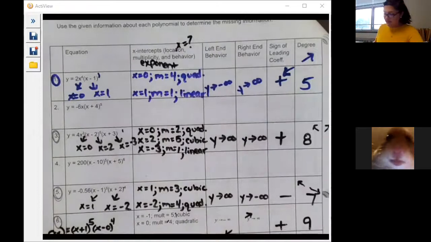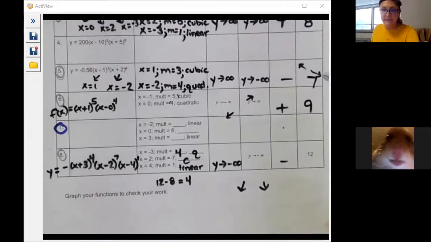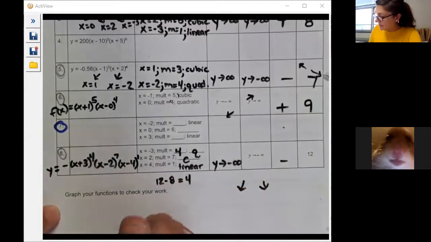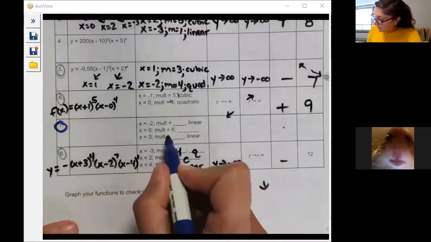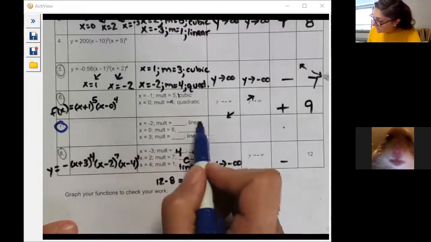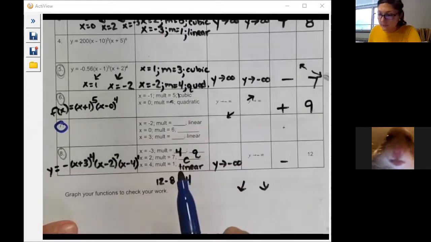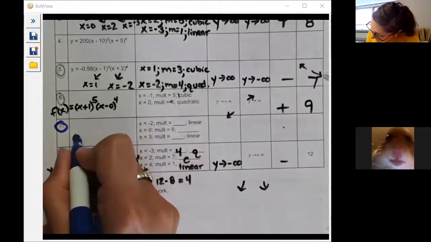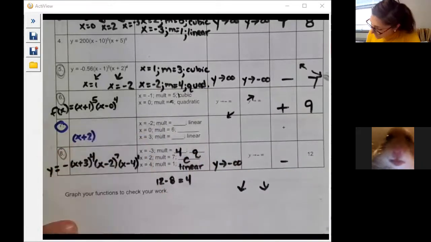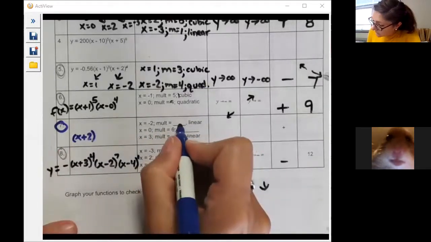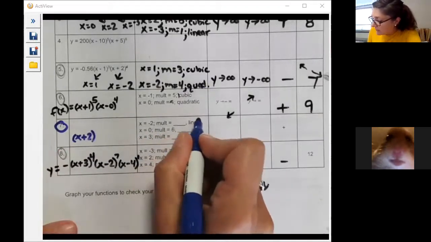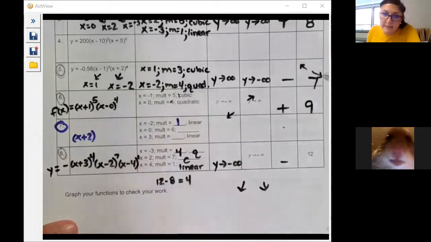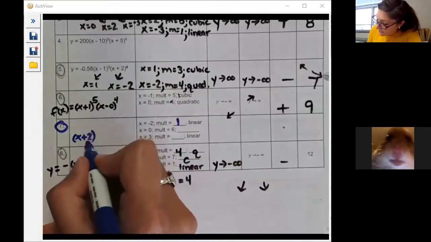Let's hop down to number 7. Same idea with number 7. We don't have the function this time. We're going to fill that in based on the information that we have. So I have the most information, it looks like, here in my x-intercept box. I have an x-intercept at -2. That means I would have x plus 2 in my function. I don't know what the multiplicity is, so I don't know what the exponent is, but I do know its behavior is linear. Anytime I have linear behavior, that means the exponent has to be 1. So you could write the 1 or not, it's up to you.